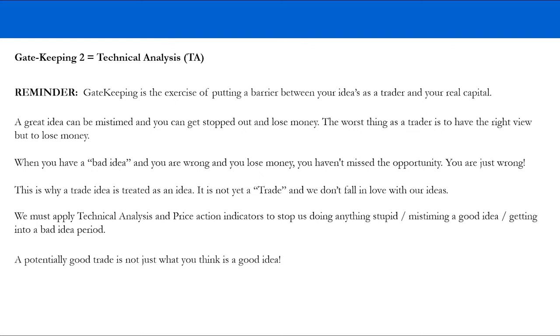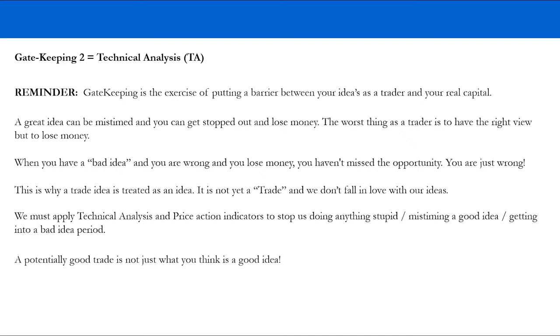What do we mean by stopped out? Well, we'll come on to this more in risk management later, but essentially you've, for example, bought a currency pair and you've decided if it trades at a certain level below the price that you've bought it, you're just going to trade out automatically. Basically, a great idea can be mistimed and you can get stopped out and lose money.